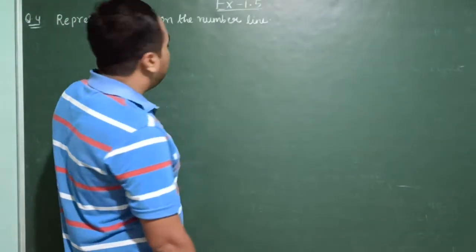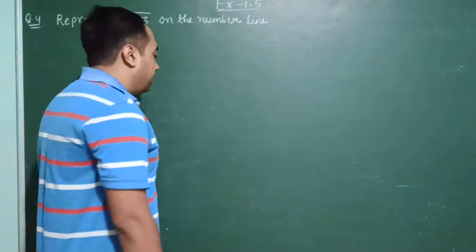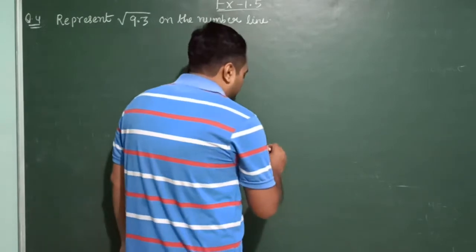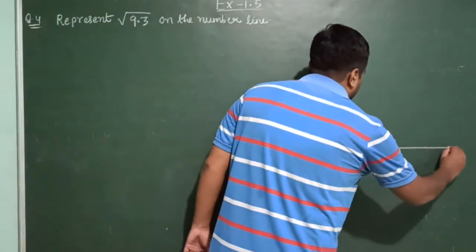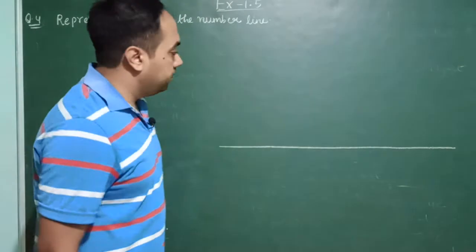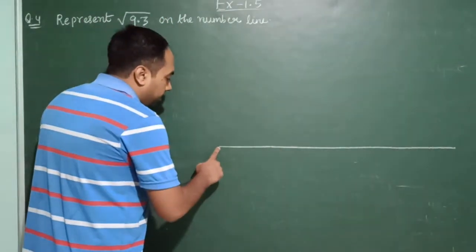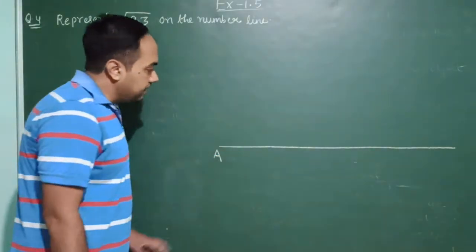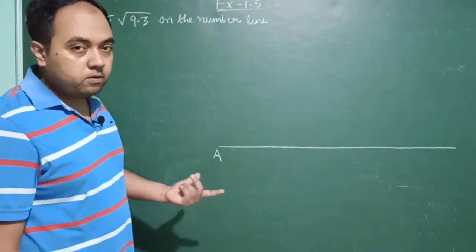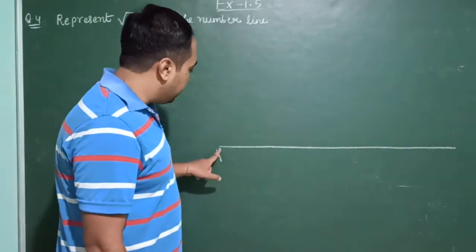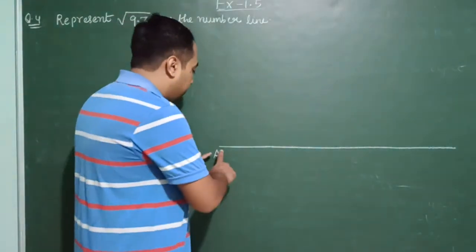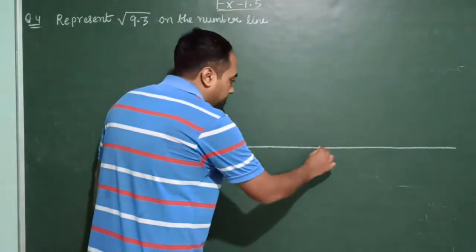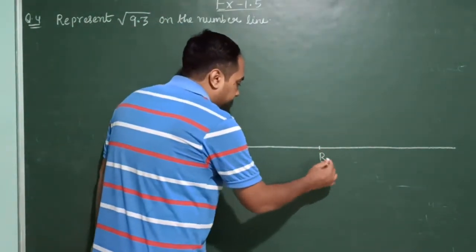Now, to represent this under root 9.3 on the number line, the first thing that we'll do is draw a line of around 13 to 14 centimeter. Suppose this is the line. The initial point over here I have taken as A. Now pick your scale and place the scale at point A and measure 9.3 centimeter. Wherever you get 9.3 centimeter, mark it as point B.